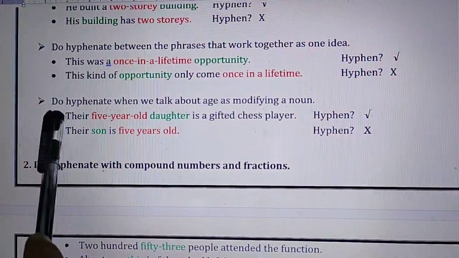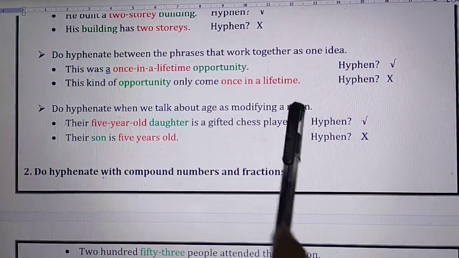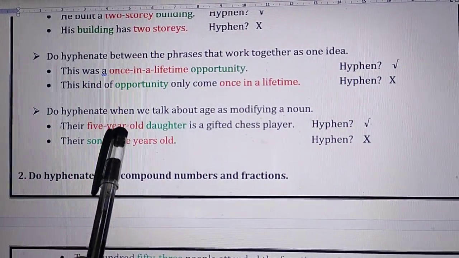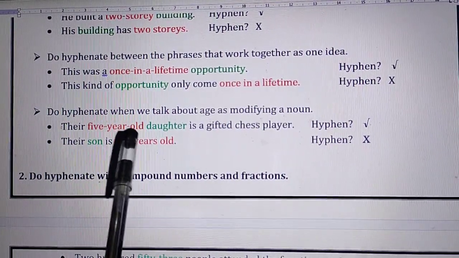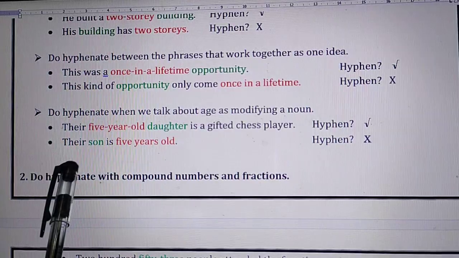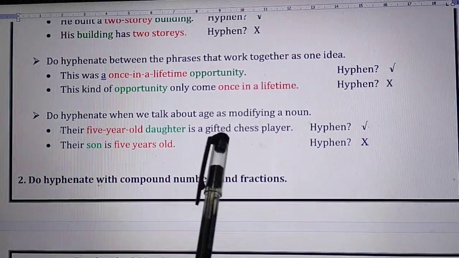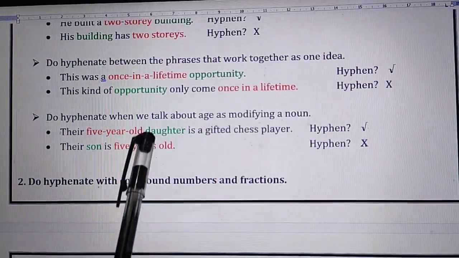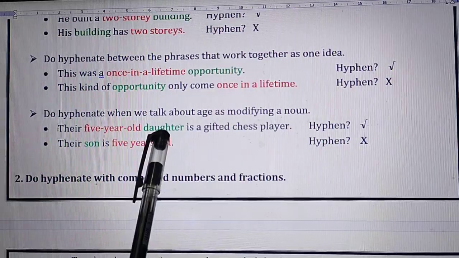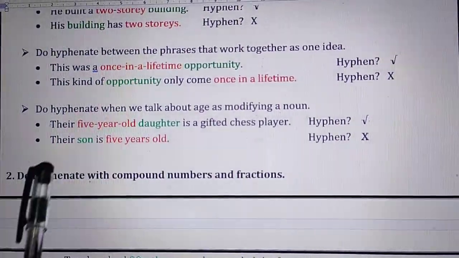Then one more rule: do hyphenate when talking about age as modifying a noun. So when two or more words are telling us about age which is modifying a noun, then a hyphen will be placed in between. Their 5-year-old daughter is a gifted chess player. So 5-year-old is modifying daughter, which is a noun. So a hyphen is placed here. Their son is 5 years old.